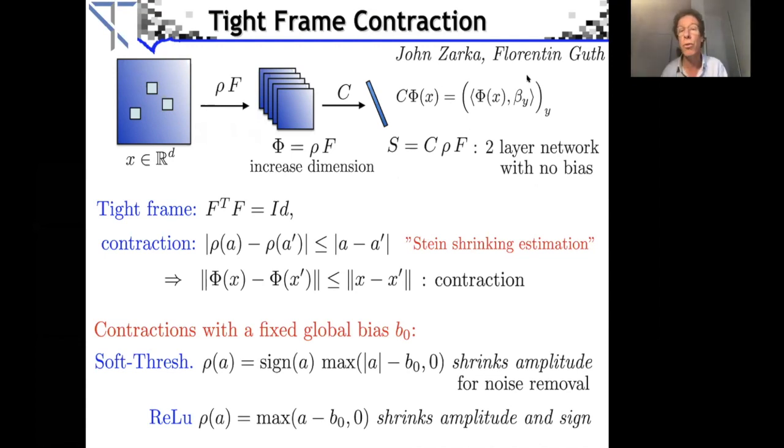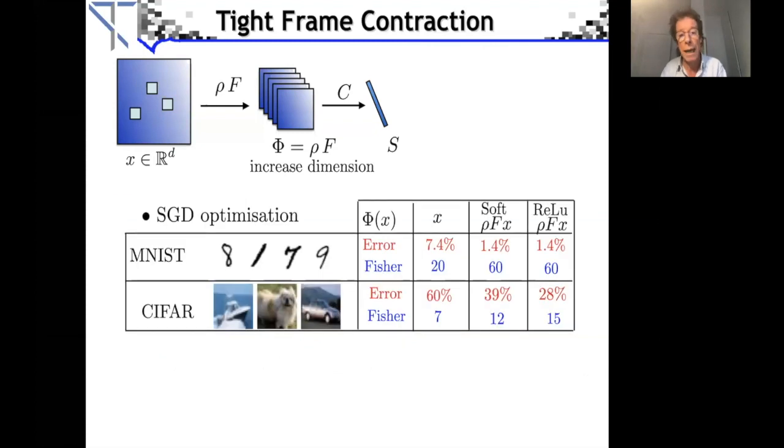All this work, I should say, is the work of John Zarka and Florentin Guth, who are two PhD students in France. Now, if you apply that on standard image classification, such as MNIST that was mentioned by Marie-Lou, or CIFAR images, which are a bit more complicated, what you observe is the following. If you first do the linear classification directly on the raw data, the error is large in both cases, very large for CIFAR, and you observe that the Fisher ratio, which is here, is not so large.